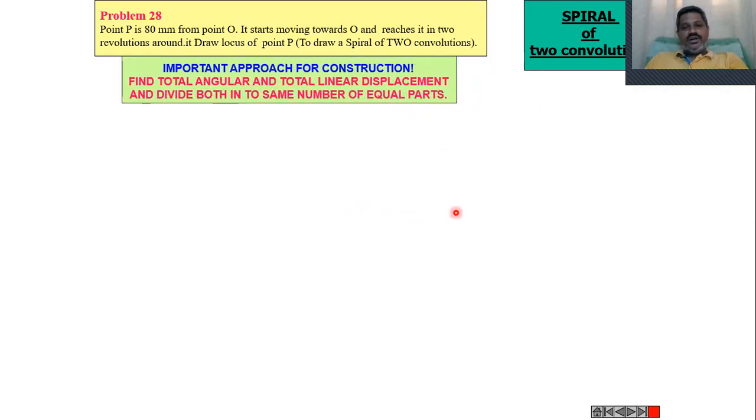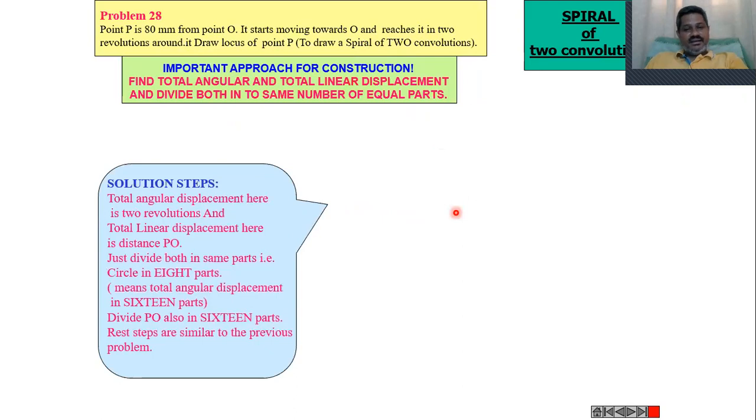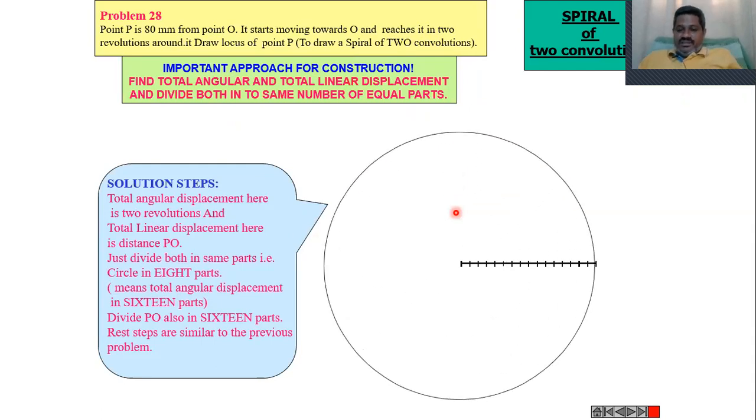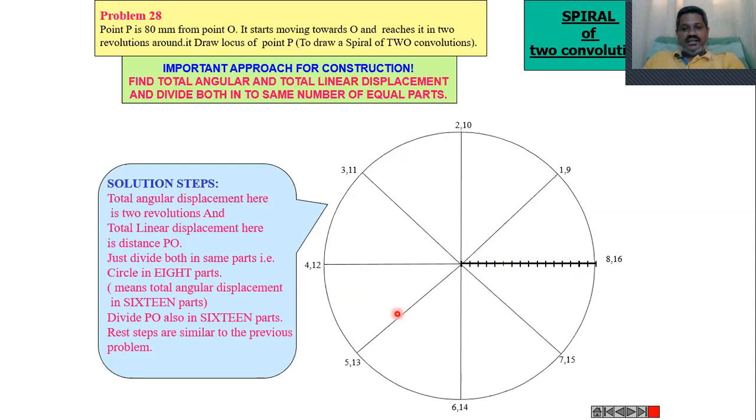Now first, draw a circle with the given radius. Here the given distance is 80 mm. With that 80 mm, draw a circle. Before dividing the radius into an equal number of divisions, divide the circle into a convenient equal number of divisions. So in this case, I am dividing it into 8 equal divisions.